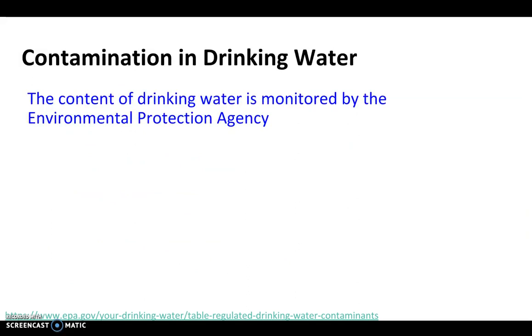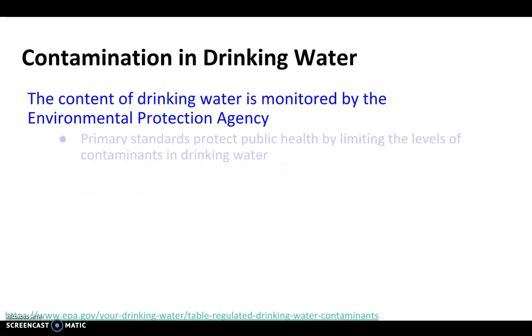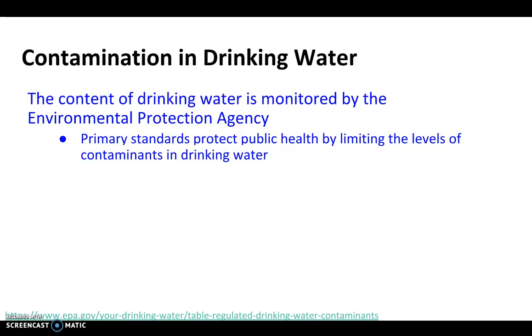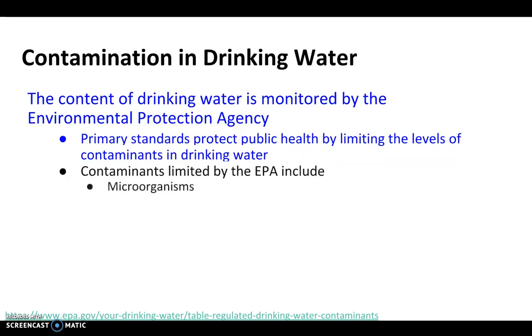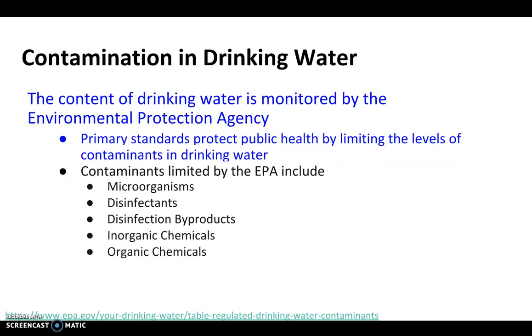The content of drinking water is monitored by the EPA, and there are primary standards to protect the public by limiting the levels of contaminants in drinking water. Contaminants that are limited include microorganisms, disinfectants, disinfection byproducts, inorganic chemicals, organic chemicals, radionuclides. And there's some really specific information about that at the link posted at the bottom. I'll post this on Google Classroom as well.